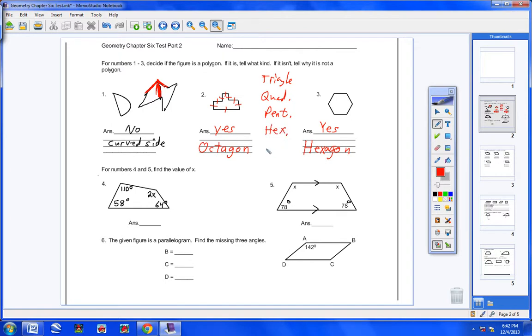A 7-sided figure would be called a heptagon. And then an 8-sided figure would be called an octagon. Okay, so there we go. That's how you're going to work out numbers 1, 2, and 3 on the test when we take it again tomorrow. Okay, all right, moving on.